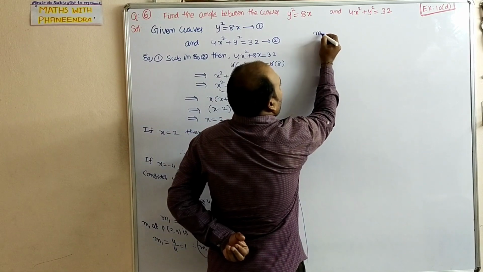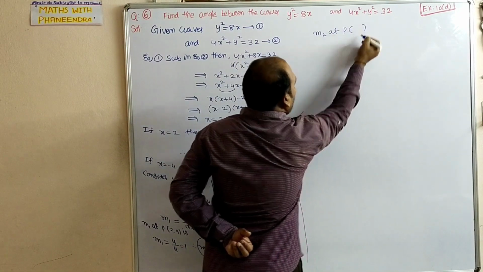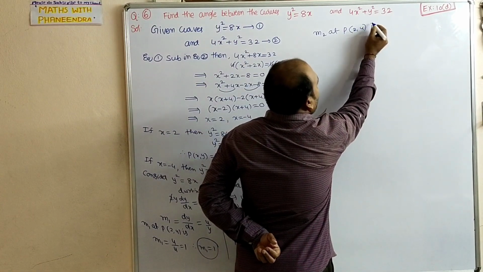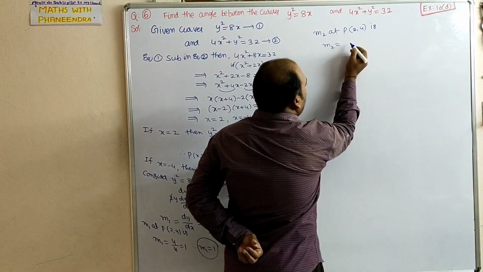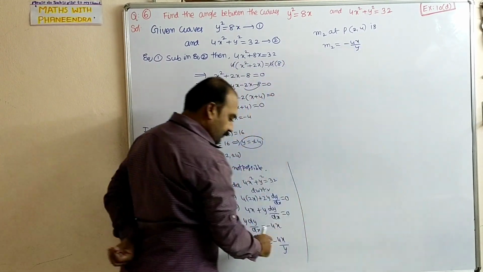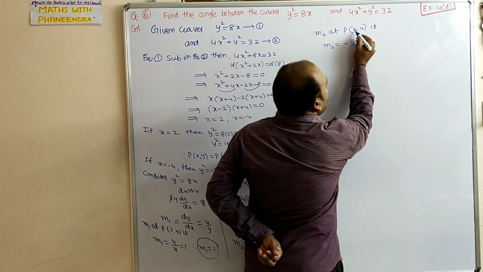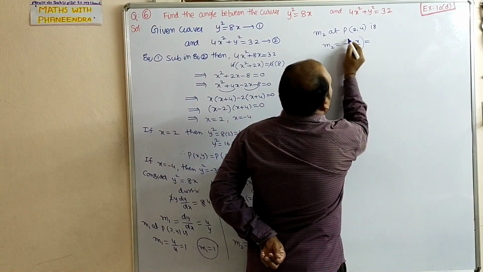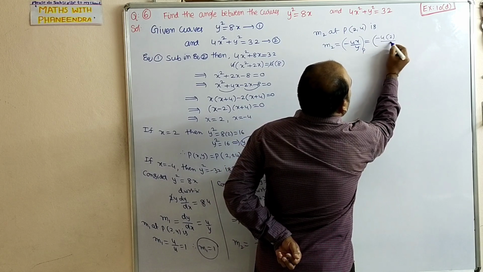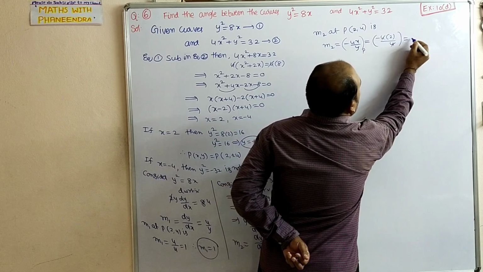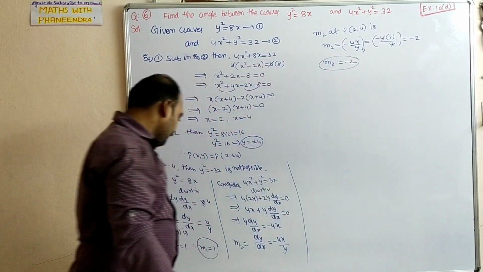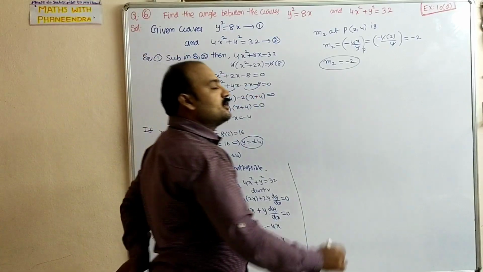After that, m2 at the point P of 2 comma 4 is m2 equal to minus 4x by y. In place of x comma y, substitute 2 comma 4 at P. So minus 4 into 2 divided by 4. The 4s get cancelled, which is equal to minus 2. So m2 equal to minus 2. m1 value is 1 and m2 value is minus 2.